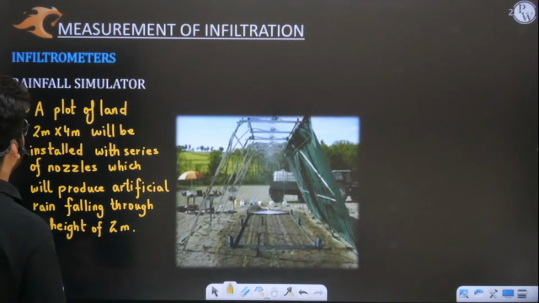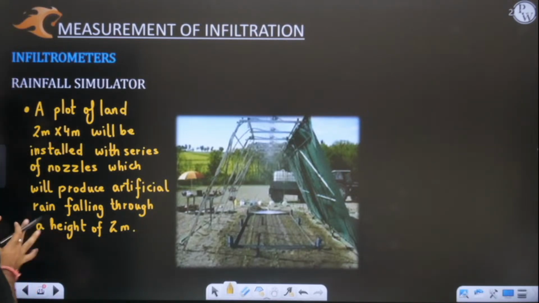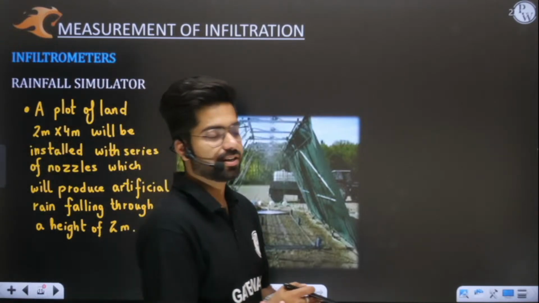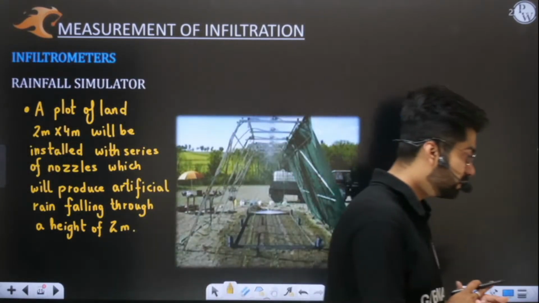So this is your rainfall simulator thing. I hope this is very clear to you. Obviously this will give you better results. Yes or no? Perfect.